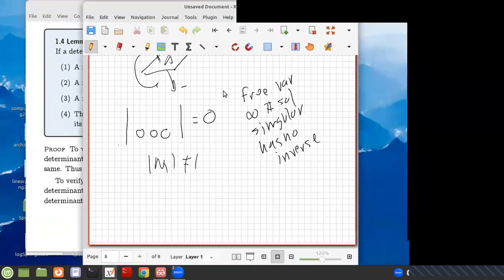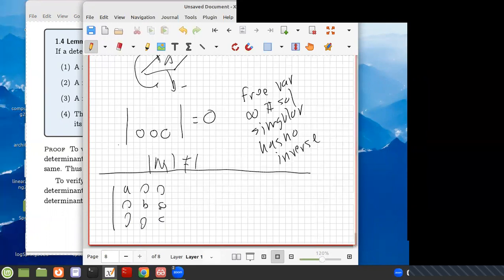There are a number of extra things that can be proved, but for example, let's look at a diagonal matrix with A, B, C. This has to equal, I can pull out an A, a B, and a C. This is going to be A times B times C times the identity matrix, 1, 0, 0, 0, 1, 0, 0, 0, 1, which equals ABC. So a diagonal matrix has a determinant that is the product of its diagonal entries.